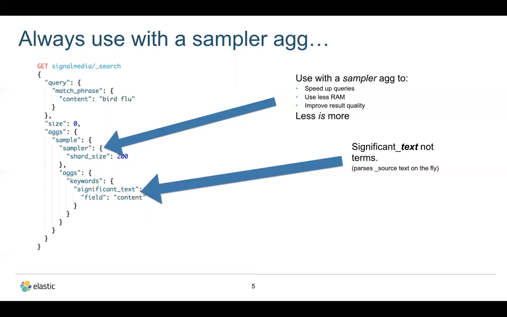So underneath that, you put your significant text, not significant terms, as a significant text aggregation. And you list the name of the field where you're going to be looking up the frequencies of the words that you want to find interesting words in. And as I said before, it will actually parse the original JSON for the top matching documents on the fly.